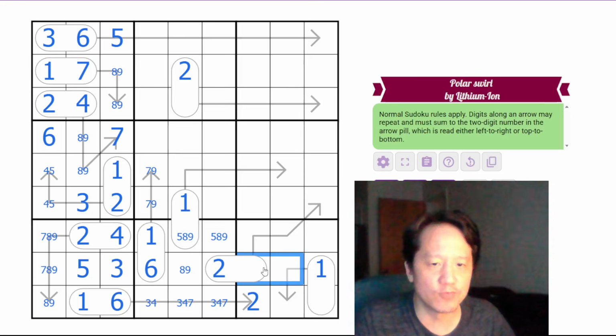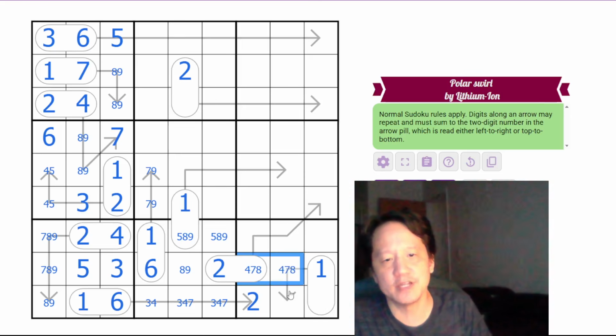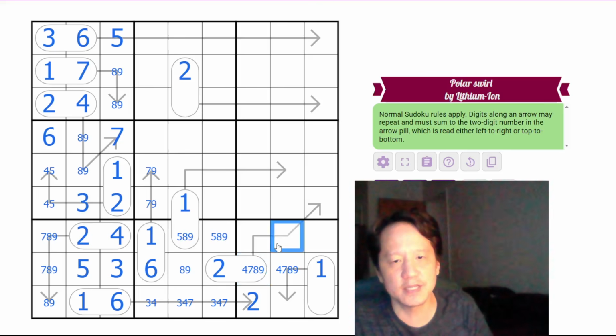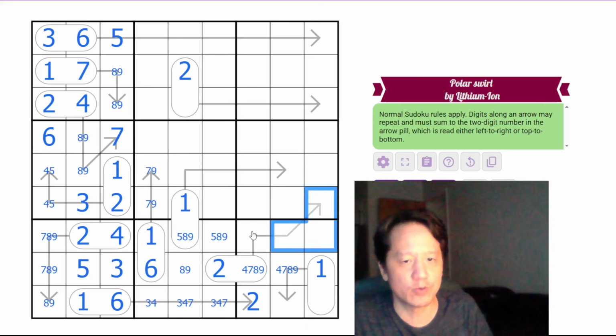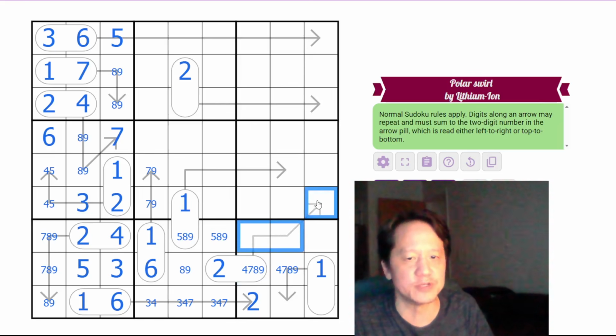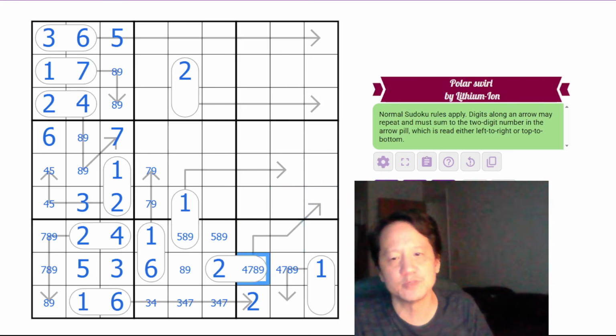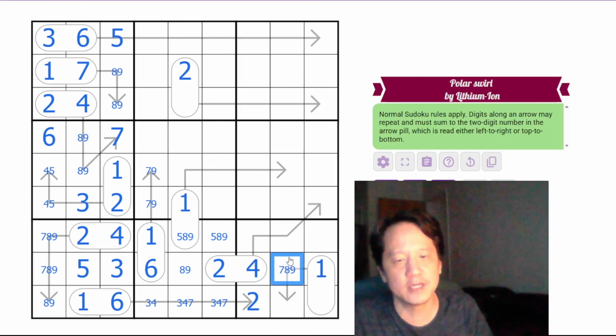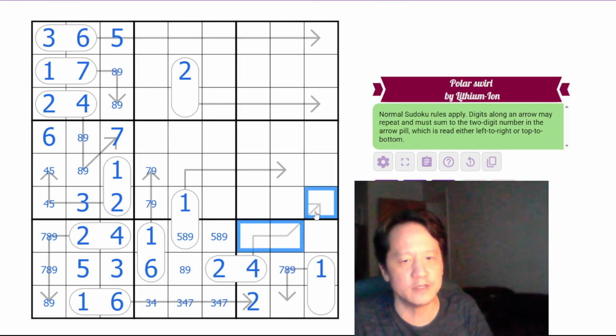The remaining digits of row 8 are 4, 7, 8, 9. This cannot be 27. That would require 999 at minimum here. And it can't be greater than 27 because 3 digits can never add up to more than 27. So this must be 24. This can't be 4.